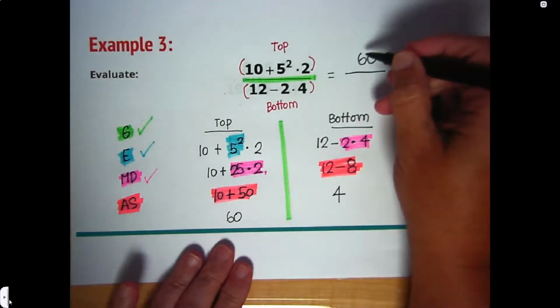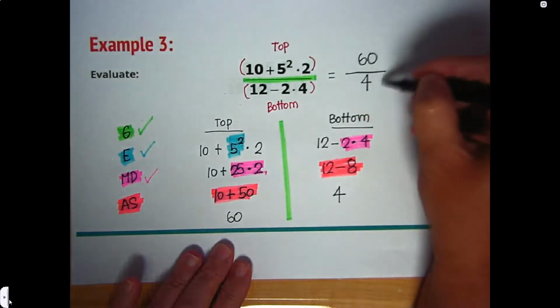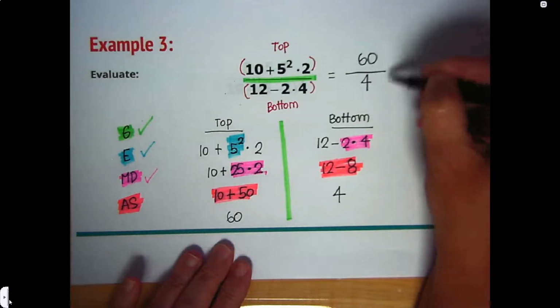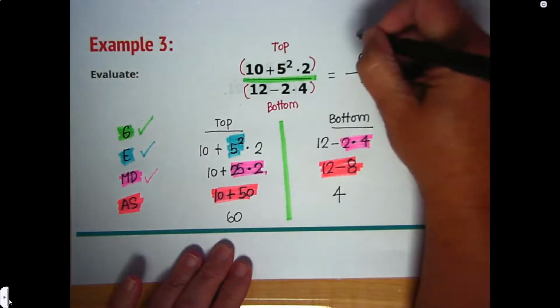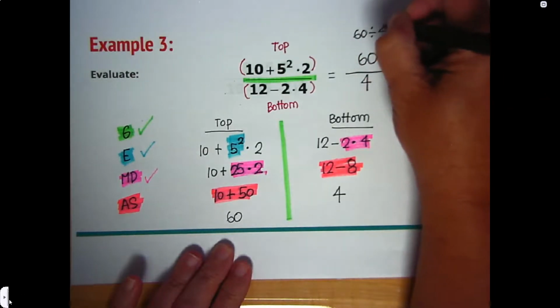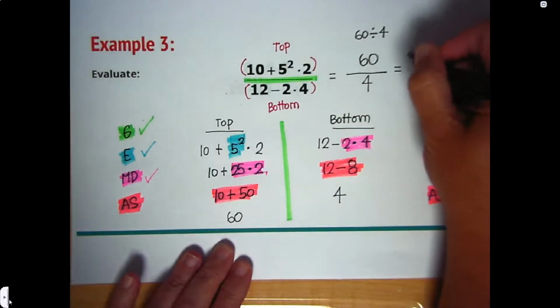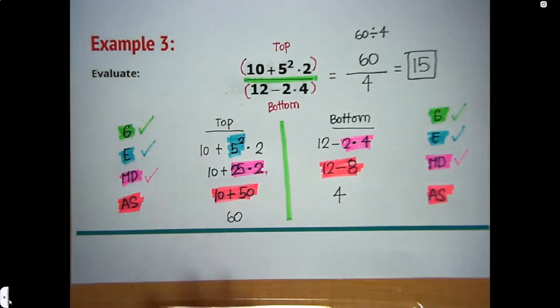So I'm going to come back up here. I put 60 as the value of the top. I'm going to put 4 as the value of the bottom. Now, what I have to do to finish this problem off is work this out. You all know that a fraction bar means divide. So this actually says I want to do 60 divided by 4. 60 divided by 4 is 15. So the value of this expression is 15.